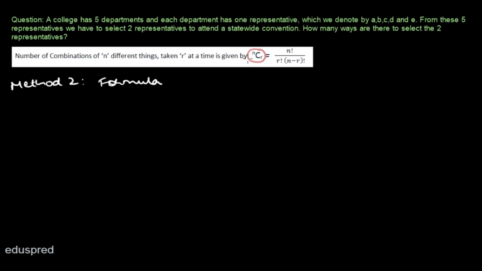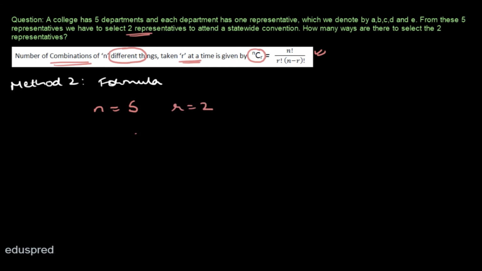So that means we are going to work with combinations. The combinations formula that we are going to use is this particular one. The number of combinations of n different things taken r at a time is given by nCr, and nCr is equal to n factorial divided by r factorial multiplied by (n minus r) factorial. In this case, the n different things that we have are 5 different representatives. So n is equal to 5. And out of these 5 representatives, we have to select 2 representatives. So r is equal to 2.